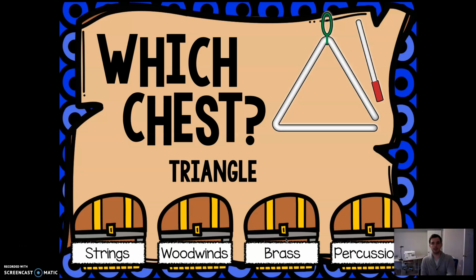Which family do you think that the triangle belongs to? The triangle is made out of metal, but you use that little metal piece right here. You use this metal piece to bang on it to produce the sound. Remember, you used that metal piece to bang on it to produce the sound. What family do you think that this instrument belongs to? It's a tough one. It's fully made out of metal, so I know that brass instruments are made out of metal. So maybe it's brass.